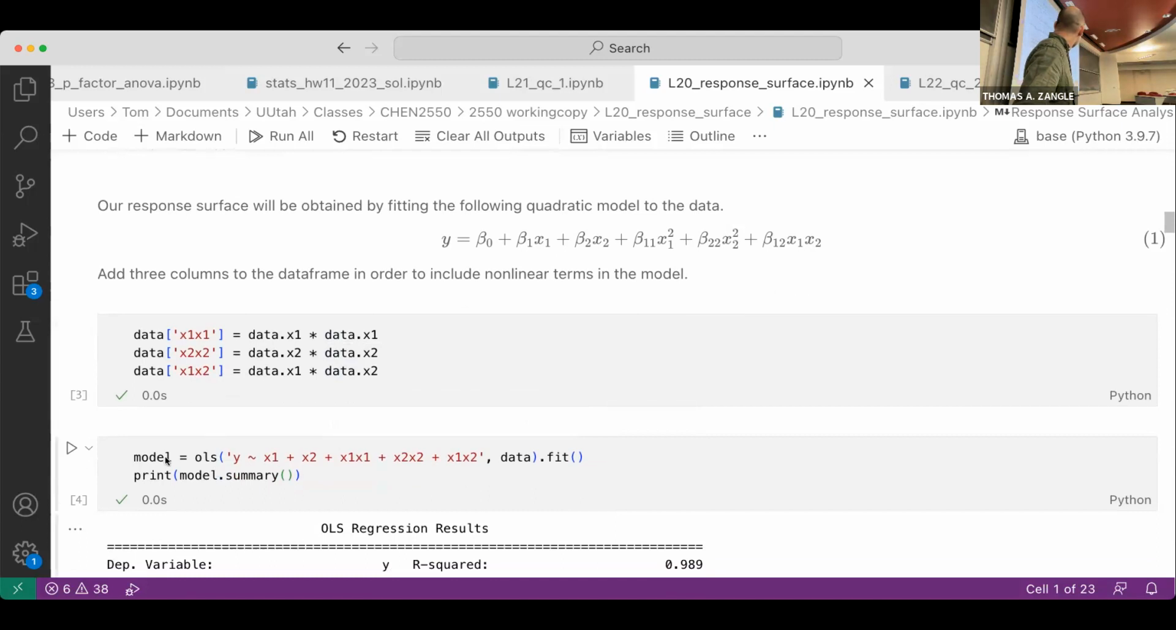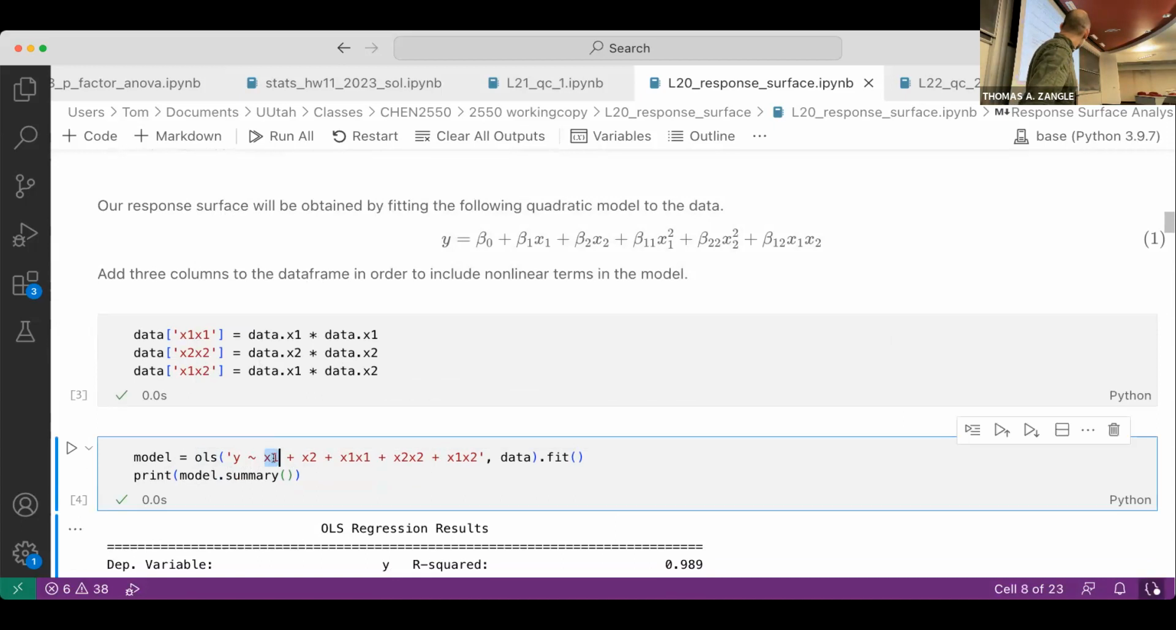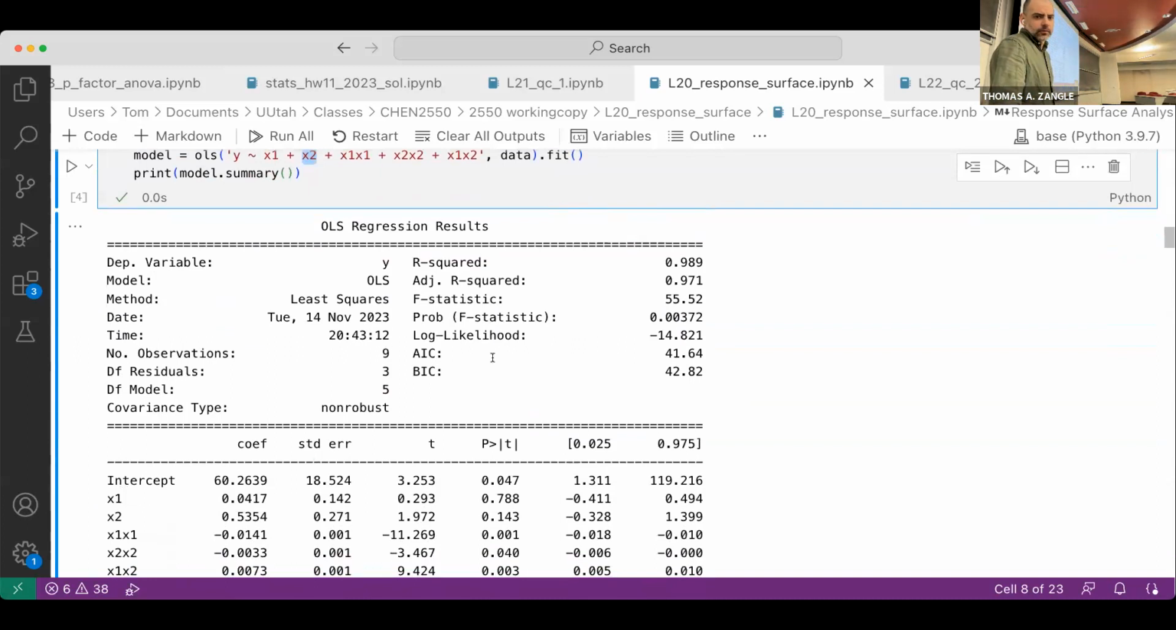So now when we have that, we then define our model. Again, we're doing this in OLS. Note that we're not using the C, the categorical casting that we did when we wanted to do ANOVA, right? Because these are continuous valued results. And what we want to do here is a surface fit to these continuous valued results. So we're not telling the OLS method to treat these as categorical data. And now we're going to fit this, and we'll see our results.